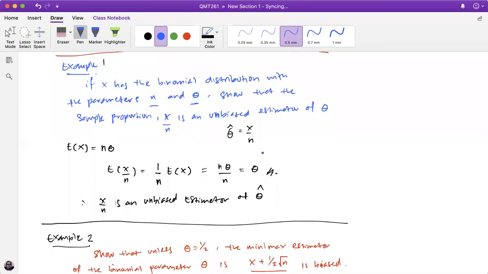Example number 1. If X has a binomial distribution with parameters n and theta, show that the sample proportion X divided by n is an unbiased estimator of theta. So to show that this estimator is unbiased for theta, we need to take the expected value of X. The expected value of X is n theta, for the binomial distribution, right?